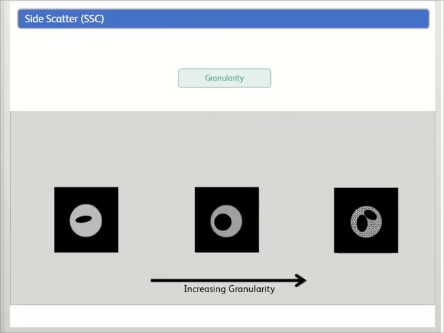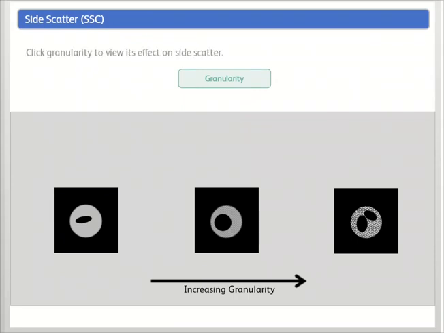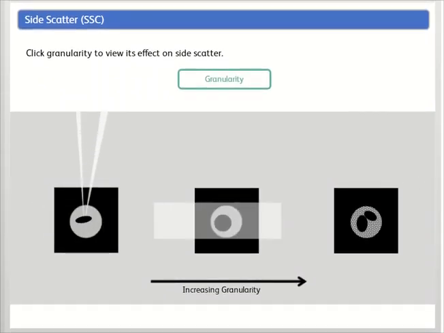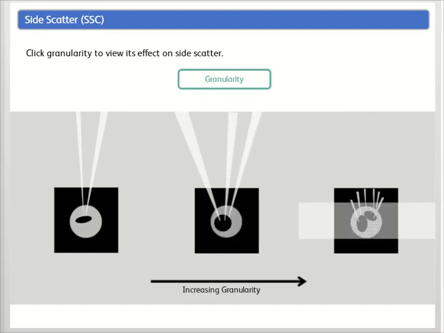Side scatter light is based on the granularity or internal complexity of a particle. Click granularity to view its effect on side scatter. The more granular the cell, the more side scatter light is generated as a cell or particle passes through a laser.